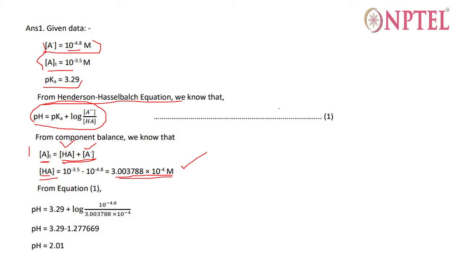And from equation 1, we will go back to this equation 1, and we will put the values here. So I know what is the value of pKa. It is already given here. Now I have calculated the HA, so I will write the HA concentration here. And also I know this anion concentration, which is nothing but 10 to the power minus 0.48. It's also given. So from here I can calculate what will be my pH, that is nothing but 2.01. So I hope that everyone understood this particular problem, and then we will go to the next one.